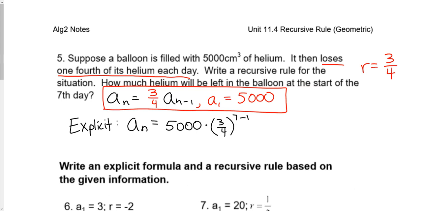Why am I using 3/4? Because if I use 1/4, that's telling me how much I lost. I want to know how much is left in the balloon. If I'm losing 1/4, doesn't that mean I still have 3/4 left? That's why I'm using the 3/4. I want to create a formula that's going to show me how much helium is in the balloon. If I use the 1/4, it's going to show me how much helium has left the balloon.